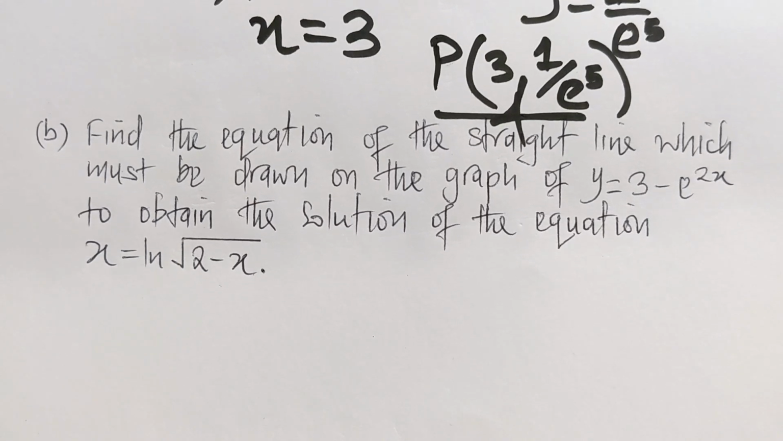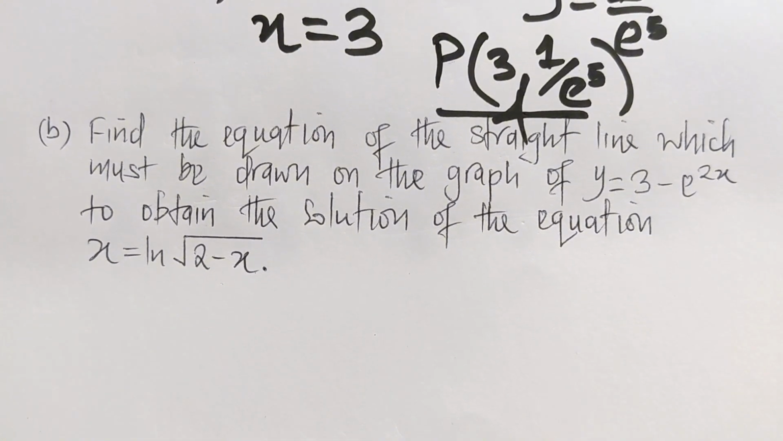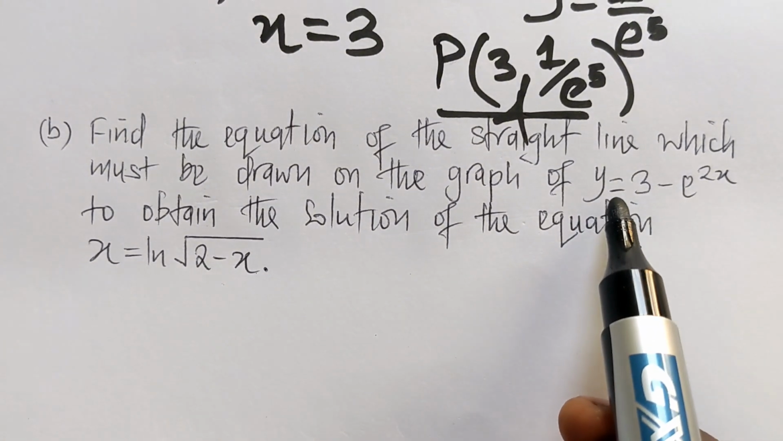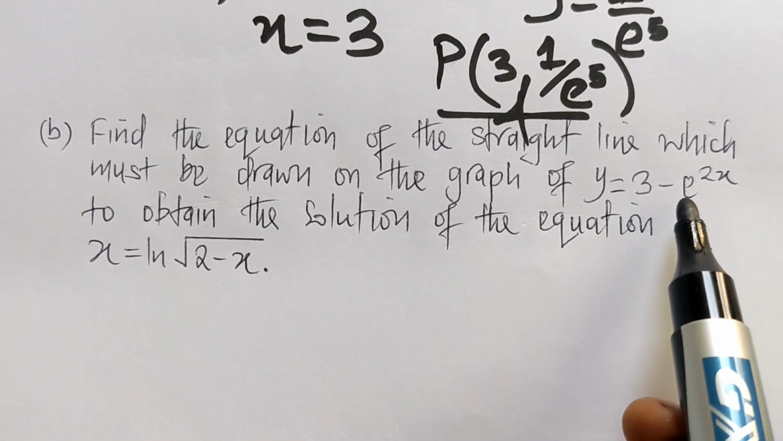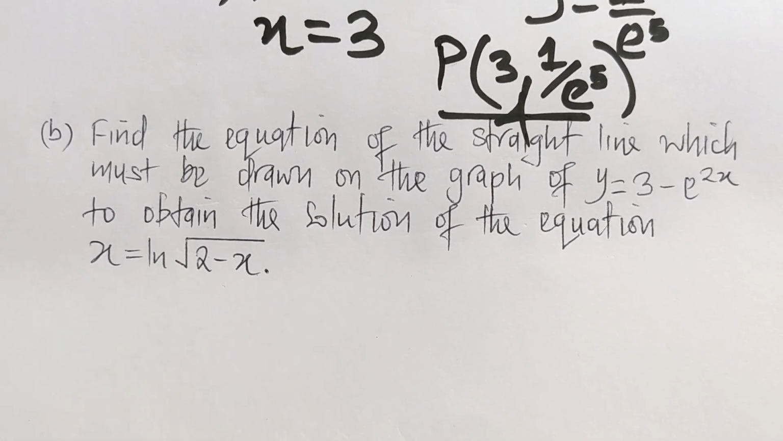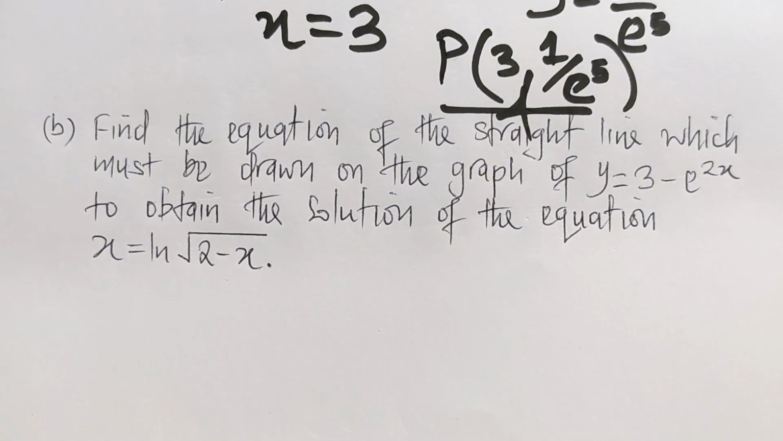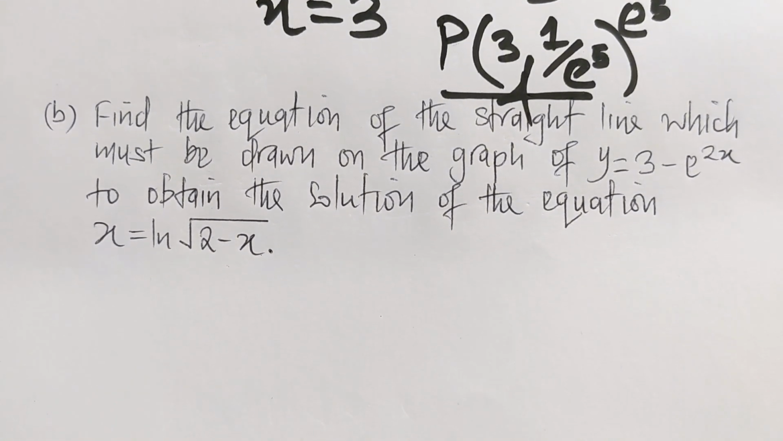So for this part, for us to get the equation of the straight line which must be drawn on the graph of y equal to 3 minus e to the power 2x, and then get this solution, we will start with this same solution. Okay, we'll solve this in reverse. We'll start with the solution given.